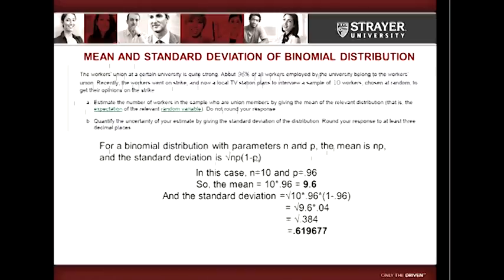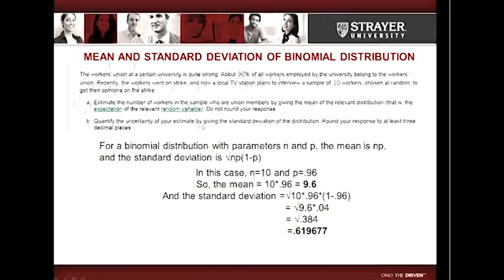So in this case, the question is, what is the number of workers in the sample who are union members? So n is 10, because there's 10 workers in the sample, and the probability is 0.96. So 10 times 0.96 is the mean, 9.6. So that's part A. That is the mean or expectation of the relevant variable.